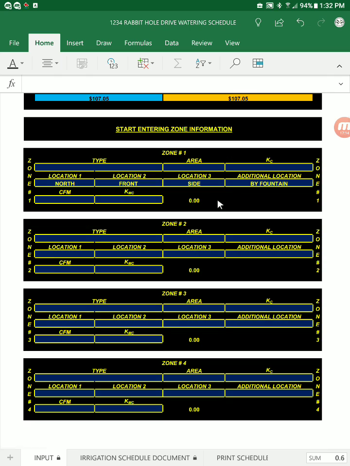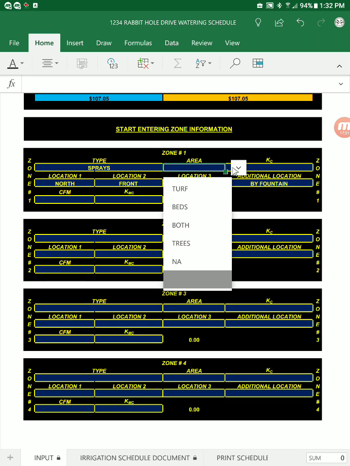And we're in fact going to do that in this presentation. Okay, so I'm just going to go through the rest of this. Okay, so sprays, it's a very common one. Area, what are my selections? I've got turf, beds, both, trees, and NA, okay?